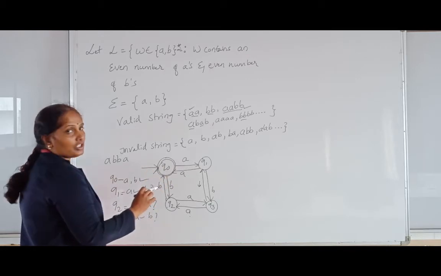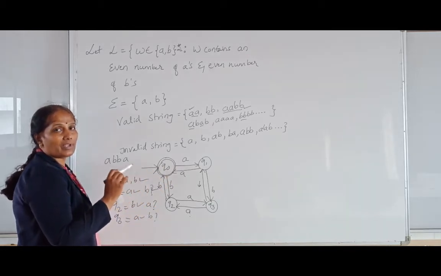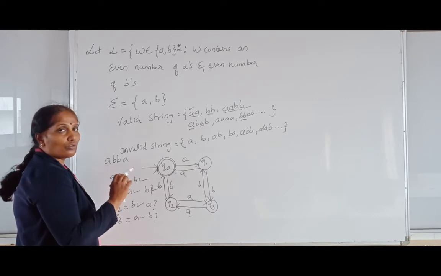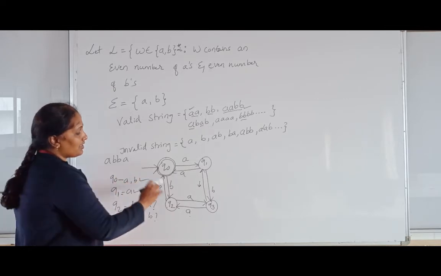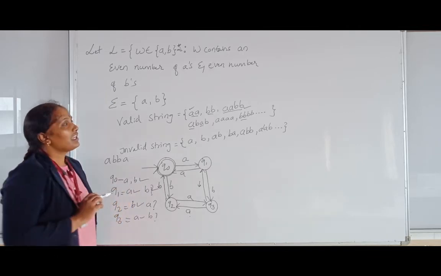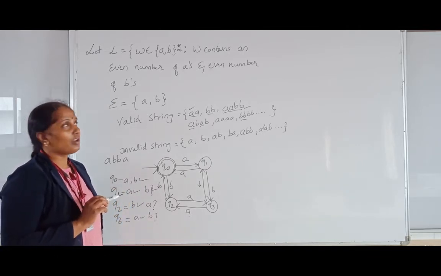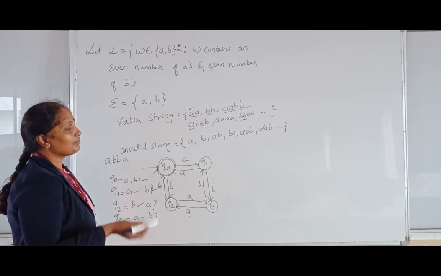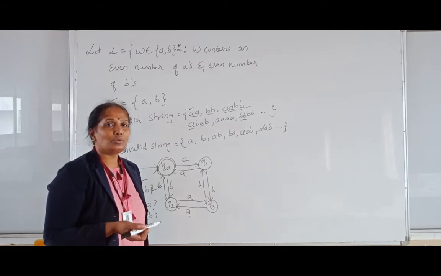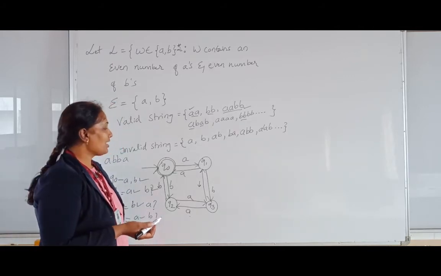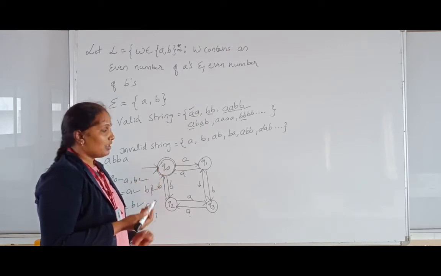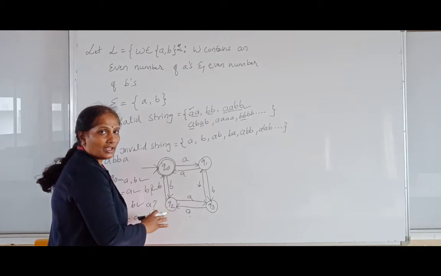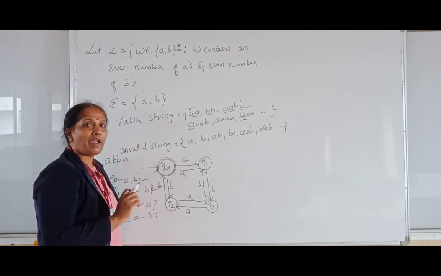So any combination you take where the occurrence of A and B is even, all those strings get accepted by your DFSM. So this is a DFSM which accepts what? Even number of A's and even number of B's. Next, in the exam, if they ask you to draw the DFSM which accepts even number of A's and odd number of B's, the DFSM remains the same, only you are going to change the final state.